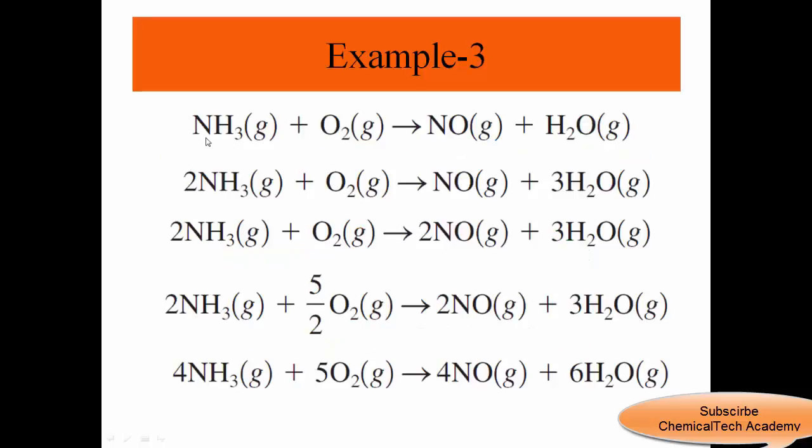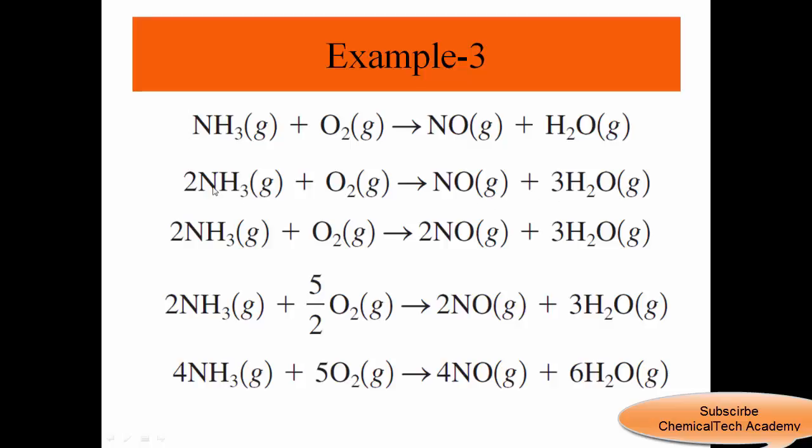Next one is ammonia plus oxygen give us nitric oxide plus water. So first of all, we need to balance hydrogen. Here we have 3, and on the right hand side we have 2. So we place 3 here and 2 there. So 2 NH3 plus O2 give us NO plus 3 H2O. So we have 6 hydrogen atoms on the right hand side and 6 hydrogen atoms on the left hand side.